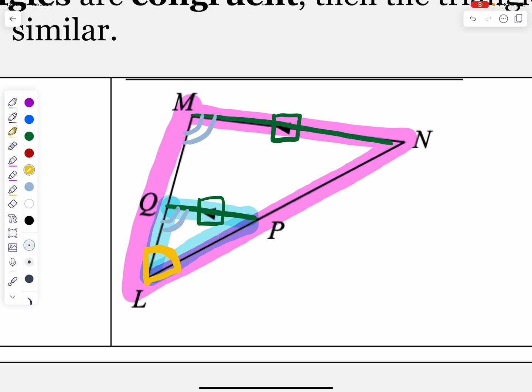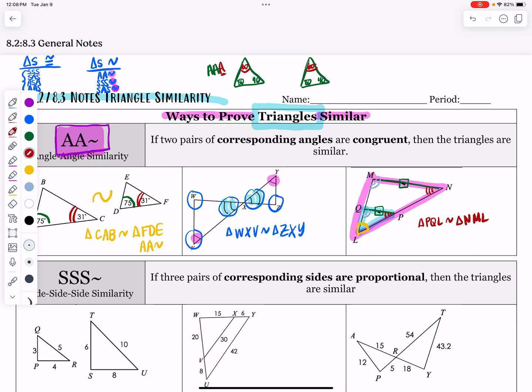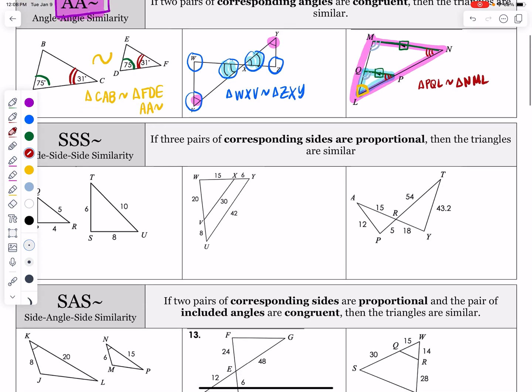I could also, if I wanted to, add another set of angles over here with this transversal. These would also be congruent to each other. So you end up having all three angles congruent, but you really get to stop at two. Let's say I named one of them triangle PQL. I would say that is similar to triangle NML, matching 3, then 2, then 1. And that is by angle-angle similarity. So here are three examples where you can say that the triangles are similar by angle-angle similarity.